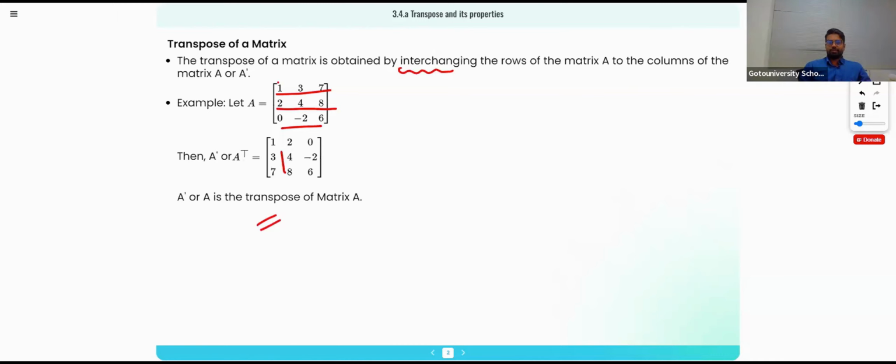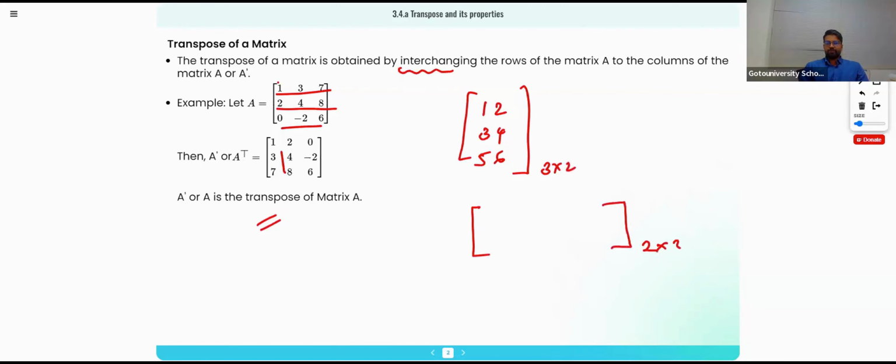Let me give you one more example. Tell me, it's not a square matrix. What is the order of this matrix? The order of this matrix is 3 cross 2. Now when you transpose this, you will get what? You should get 2 cross 3.